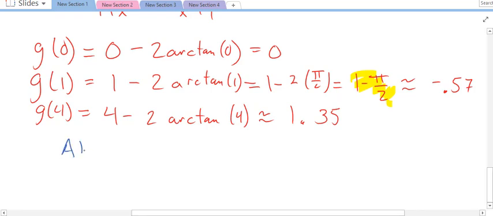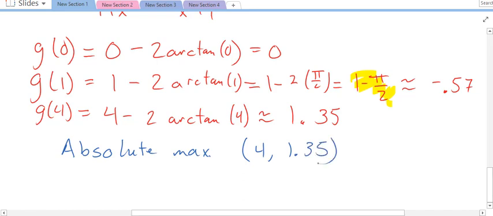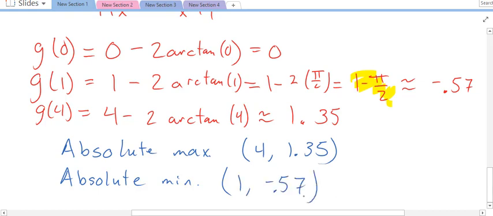So we do know where our mins and maxes are going to be. So this says our absolute max is occurring at 4 and 1.35. And at least we're just really talking locally. We're on this interval. We're not doing it for every value, just on the interval here. And then along the same lines, absolute minimum on this interval is going to be at 1 and about negative 0.57 here. Let's go ahead and look at the graph.